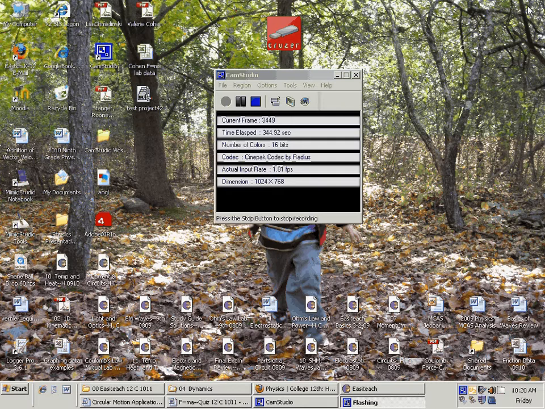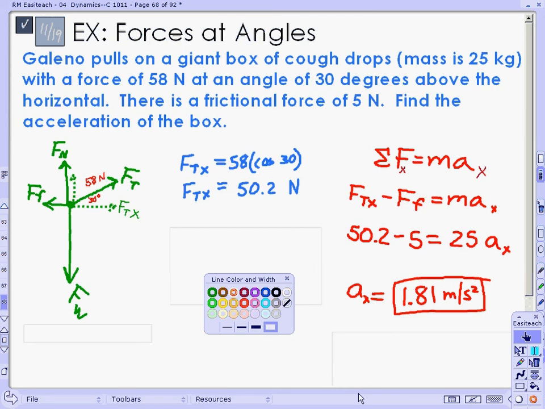I'm going to pause it for questions. So a couple of questions that were just asked. One was, why is the frictional force to the left and not below the horizontal to the left? In other words, why isn't it opposite that 58 newton force? And the answer is that friction is not so much opposite whatever force it's competing with. It's opposite the direction it's moving, and it's absolutely parallel to the surface. It's always parallel to the surface.